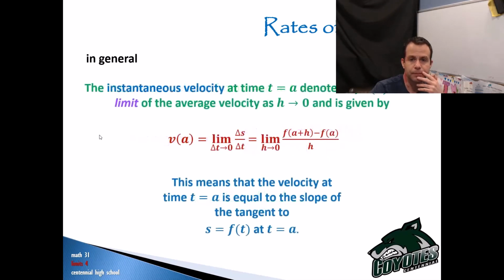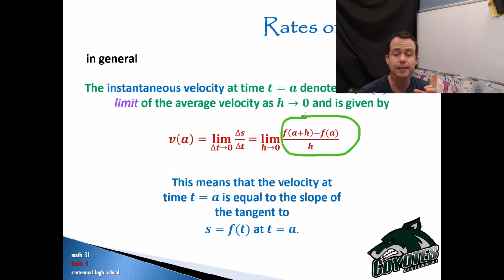Okay. The instantaneous velocity at time t equals a is denoted by v of a, and it's the limit of the average velocity as h approaches 0. Okay, so this hasn't changed. Let me just grab my ink again. This has not changed. That is still the average velocity that we just talked about in the last slide. The difference now is to get the instantaneous velocity, we take that average velocity as a limit where h approaches 0.